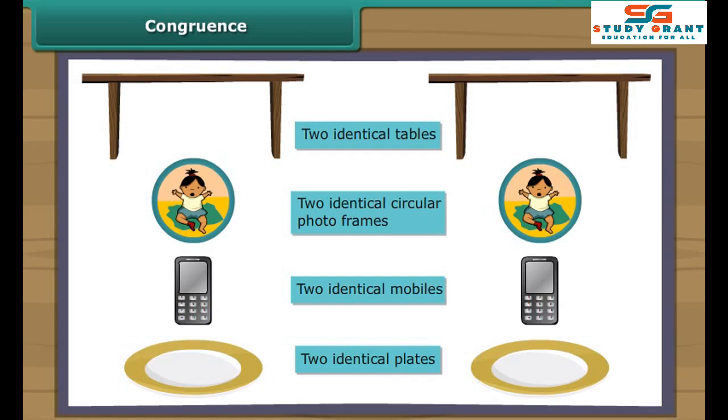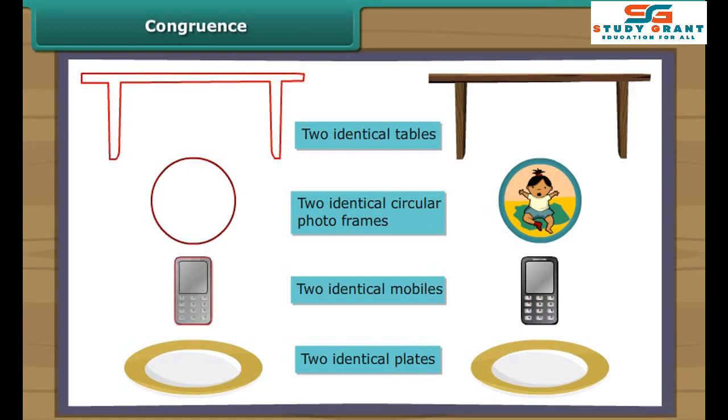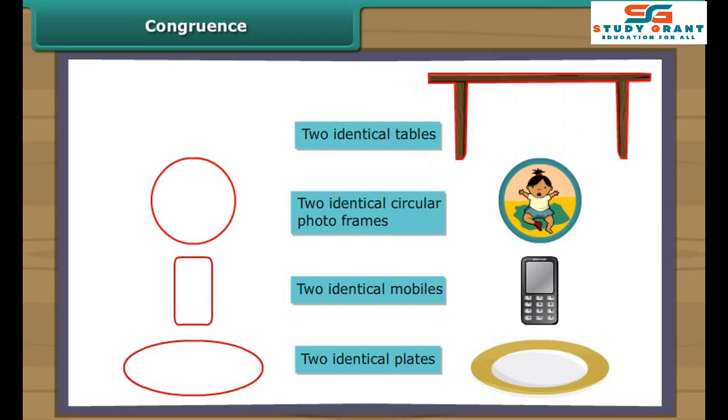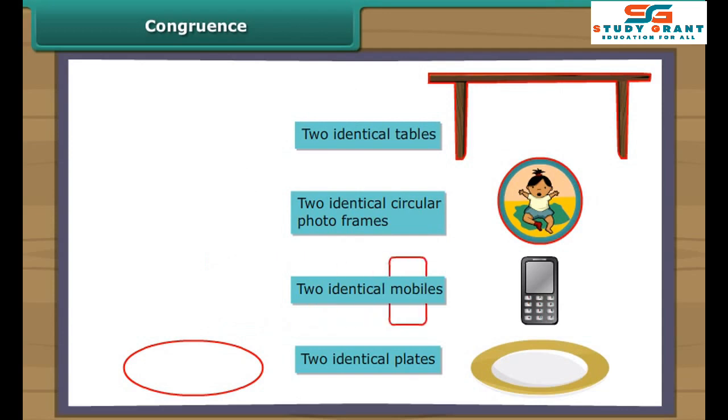First, we draw their outlines and then remove the objects. Next, we slide the outlines of each pair of identical objects one over the other. What do we observe? The outline at the bottom is invisible. It merges with the outline on the top exactly.